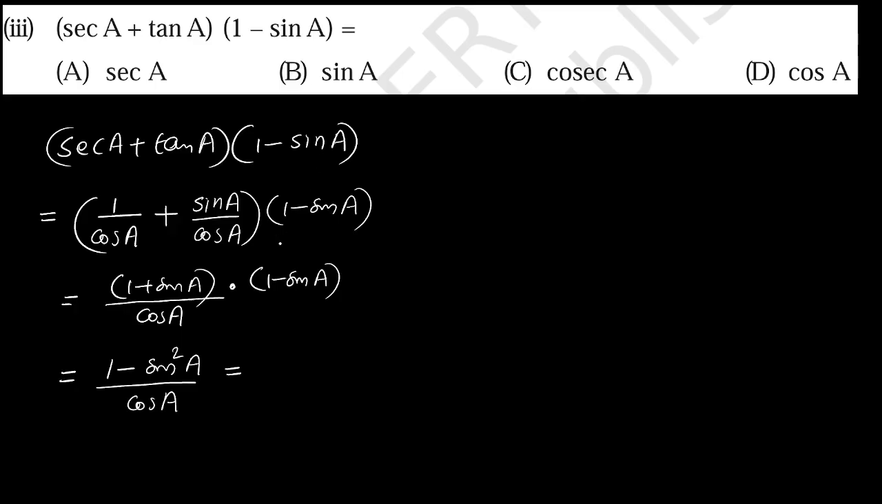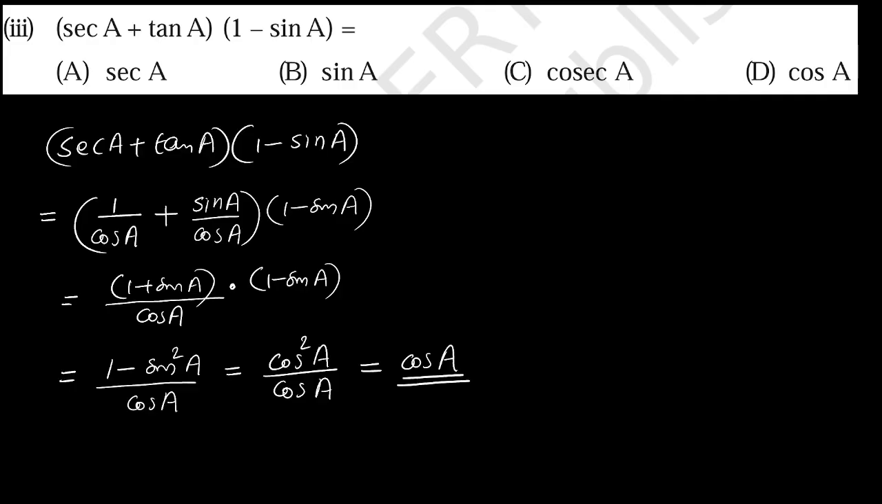If you refer to it some 7 or 8 times, you will memorize most of the formulas. 1 minus sin square A will be cos square A. Denominator is cos A. Cos square A by cos A, one cos A cancelled, you will get cos A. Option D is the answer.